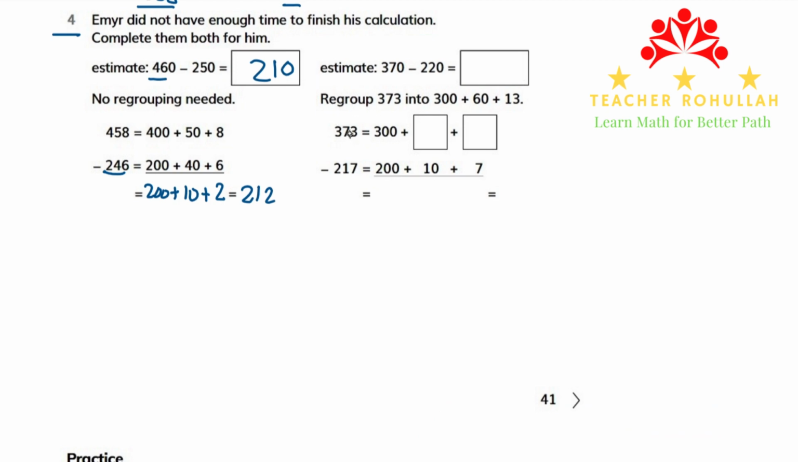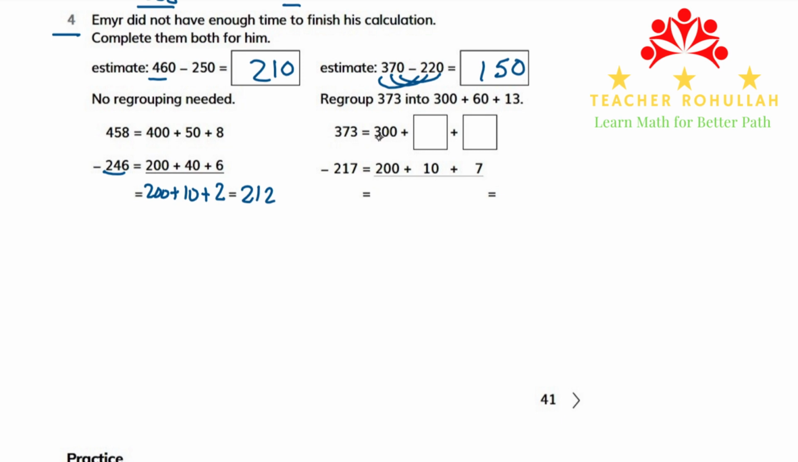In the problem to the right, we have 373 minus 217. Again, he has already rounded his numbers to the nearest 10. So he got 370 and 220. So the same way as the previous one, we subtract ones from ones, tens from tens, and hundreds from hundreds. 0 minus 0 is 0. 7 minus 2 is 5. And 3 minus 2 is 1. It says that the estimated answer is 150.